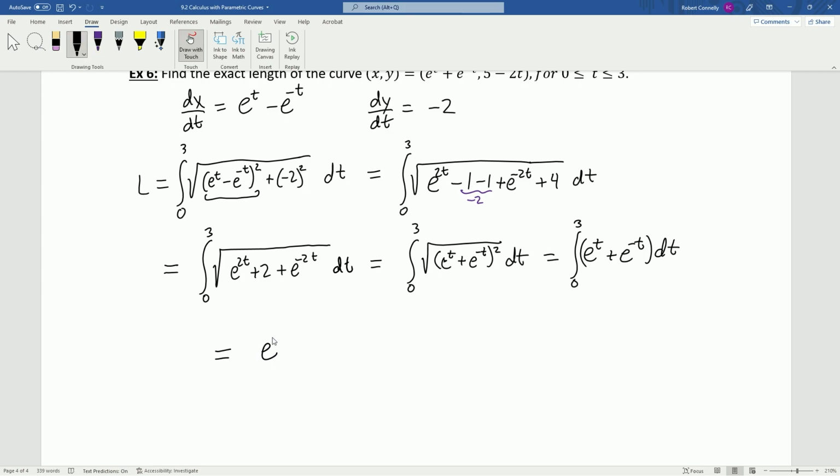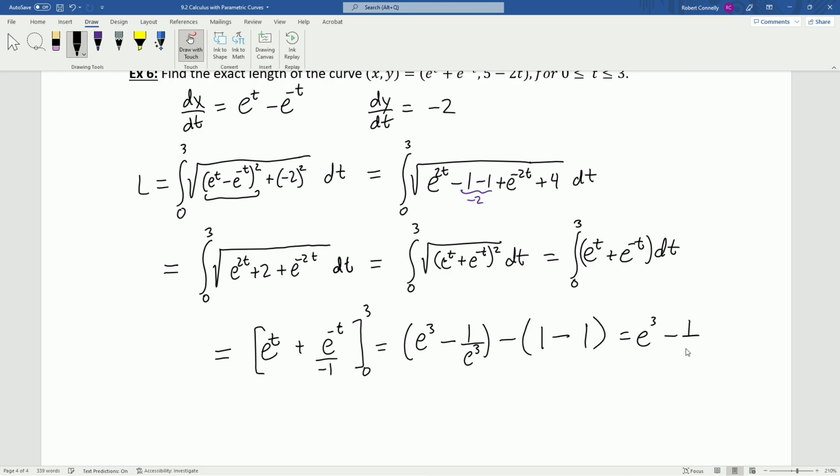So when we integrate this, we get e to the t plus e to the negative t divided by negative 1. That would require the substitution rule, but it's a pretty straightforward substitution. And evaluate this from 0 to 3. This gives us e cubed minus 1 over e cubed, minus e to the 0, which is 1, minus e to the 0 again, which is 1. Those cancel, and we're left with just e cubed minus 1 over e to the third.